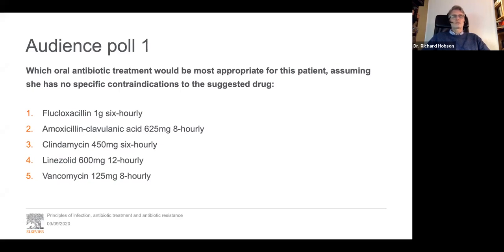The organism was sensitive to clindamycin, and that was my preferred choice. Linezolid, I forget how many people suggested this. The organism's sensitive, but linezolid is a rather special antibiotic with quite an unpleasant range of side effects, and it should really be reserved for situations where there's no other alternatives.